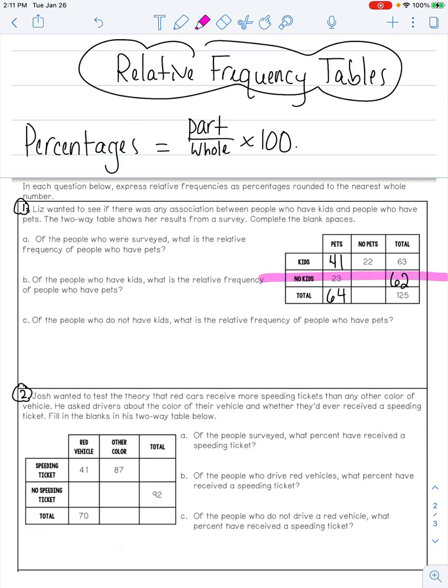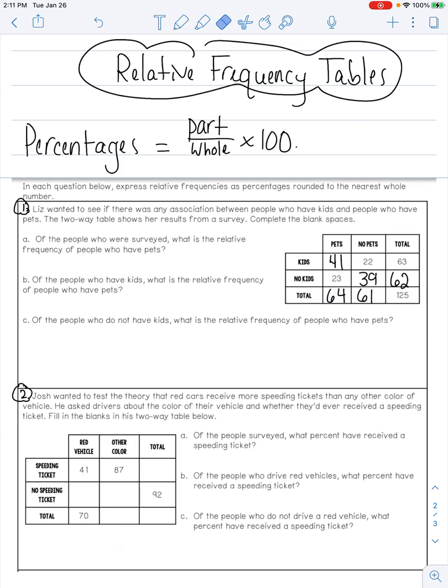So let's look at no kids. I have a total of 62, so I'm going to subtract 23 to put that 39 in there. And remember, I want you to copy this entire table. Just putting numbers doesn't help do anything. And now let's look at the bottom. I can either add 22 plus 39 or subtract 125 minus 64. You'll get the same answer, which is 61.